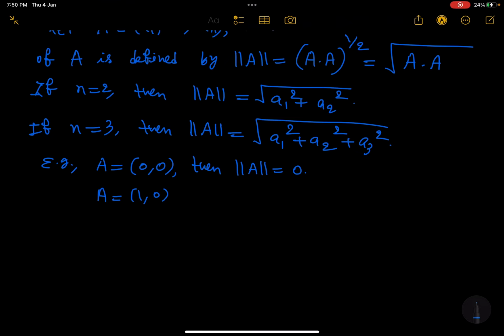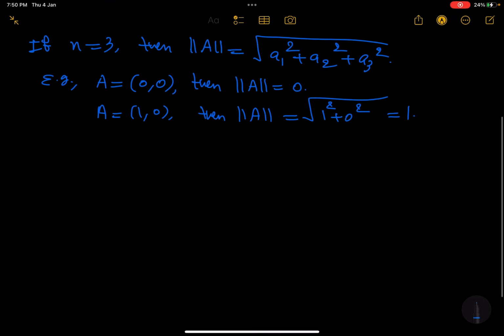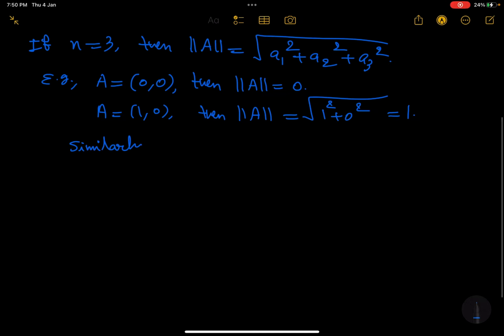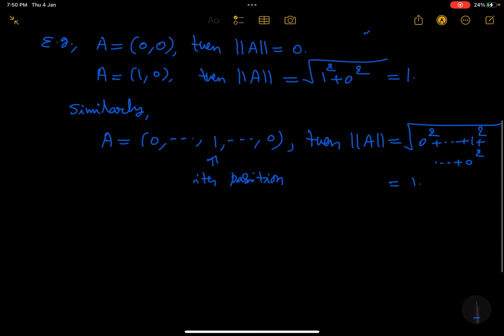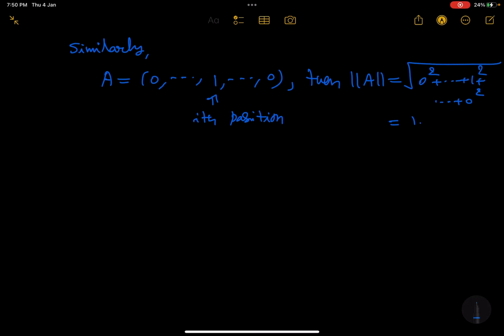For example, if A equals (0, 0), then norm of this is 0. If A equals (1, 0), then norm of A is square root of 1 square plus 0 square, which is 1. Similarly, if A equals (0, ..., 0, 1, 0, ..., 0), where 1 is at the ith position, then norm of A is the square root of 0 square plus 1 square plus 0 square, which is 1. These are called unit vectors. If the length or norm of some vector is 1, that is called a unit vector.